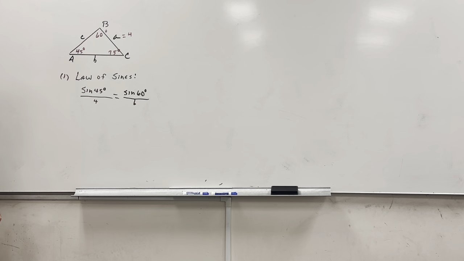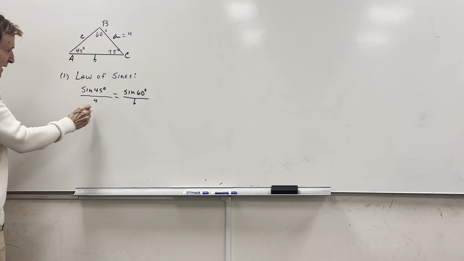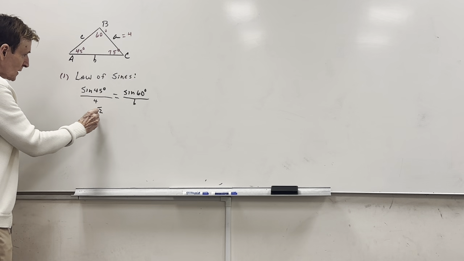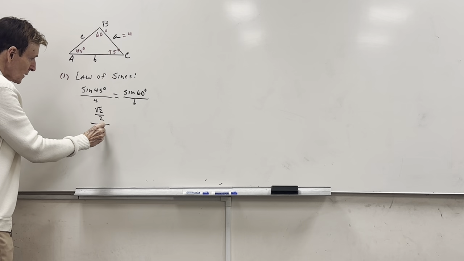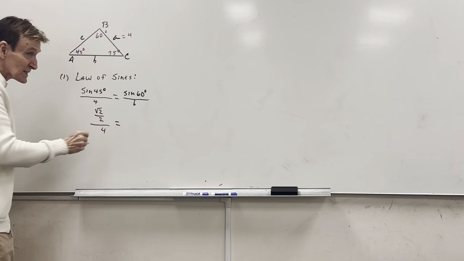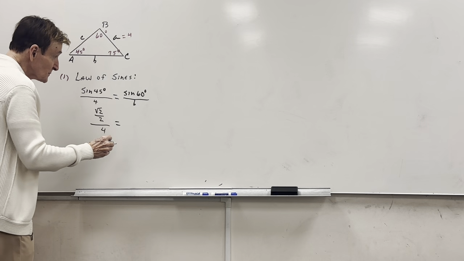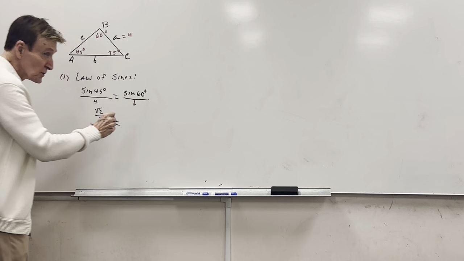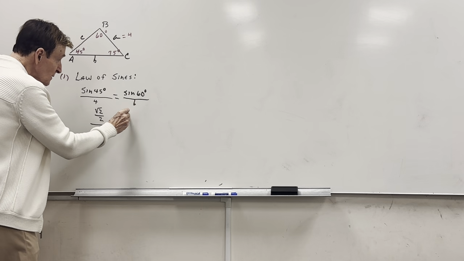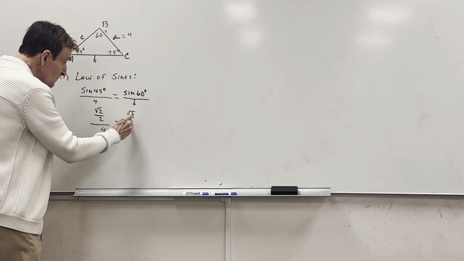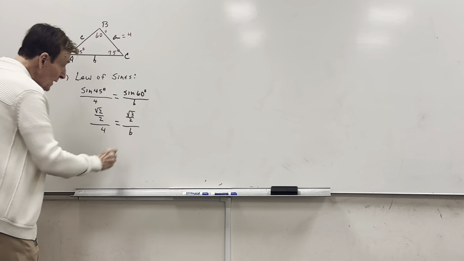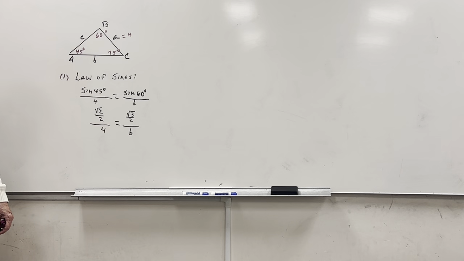And since I now have angles from the unit circle, no calculator is needed. Guys, this is radical 2 over 2, over 4. Over here, sine of 60. Who recalls what sine of 60 was? Was that radical 3 over 2? Yes, radical 3 over 2. Got some strange replacements, but that can happen. And then solve for B.